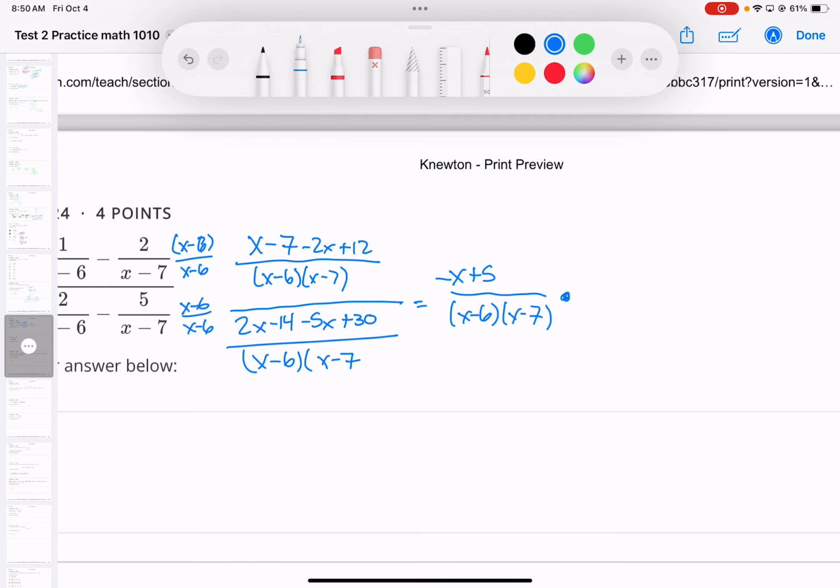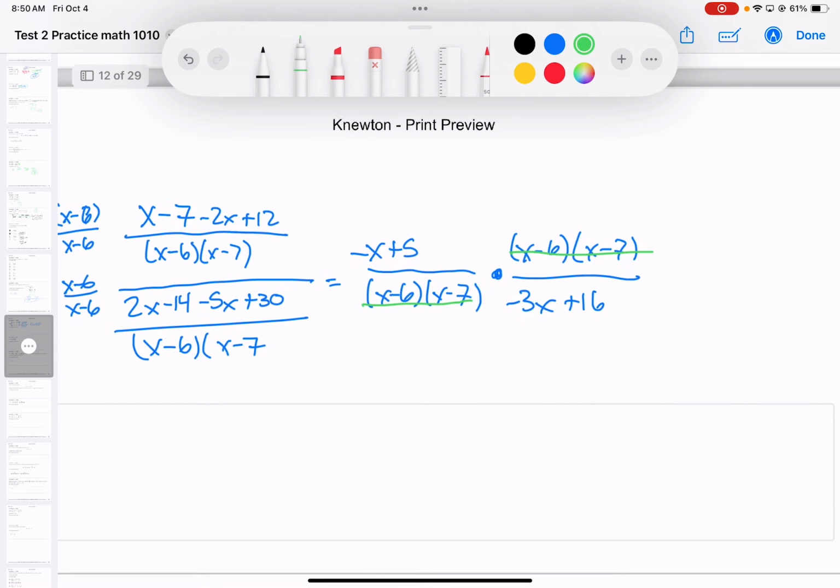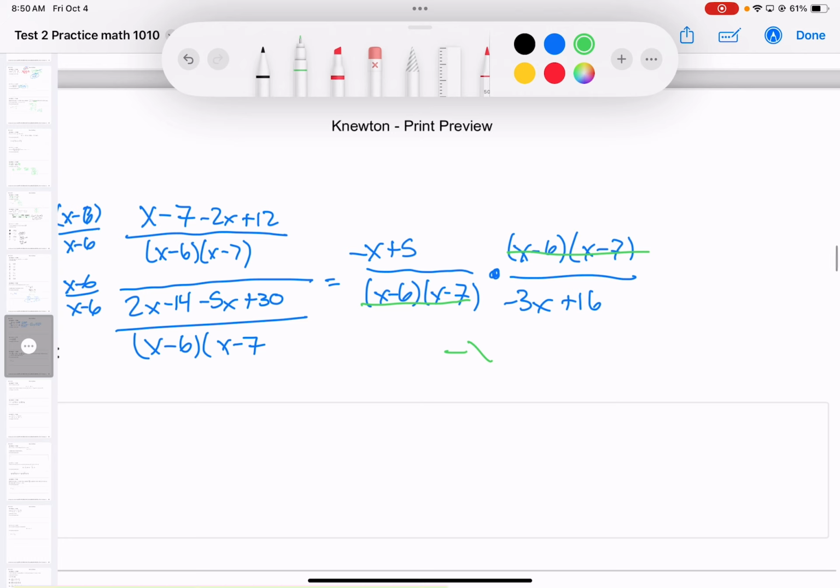And then I'm timesing by x minus 6, x minus 7, which is convenient. And then what do I have as my denominator? Negative 3x plus 16. So these whole things go away. So we've just got the negative x plus 5 over negative 3x plus 16.